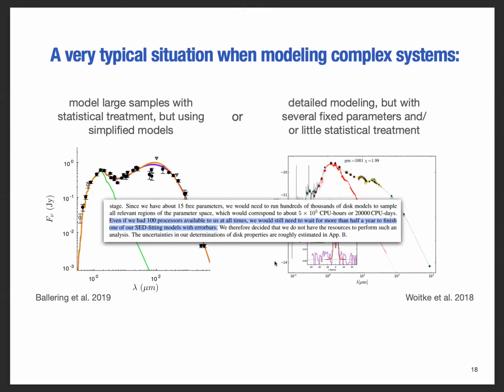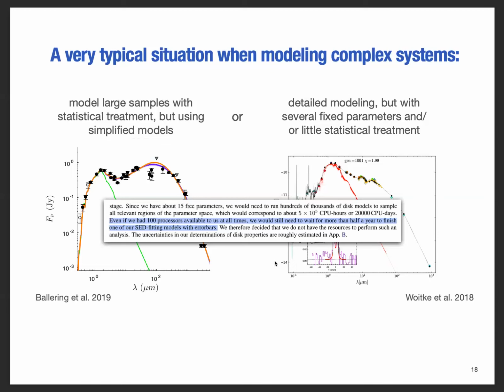So this study, the one I'm going to be talking about, is dealing with SEDs, spectral energy distributions. Nothing fancy like the ALMA images I showed you before. It's just fluxes at different wavelengths. And this is the way an SED of a protoplanetary disk looks like.